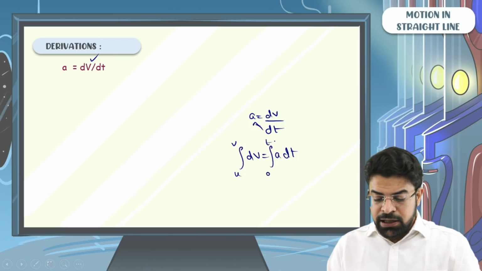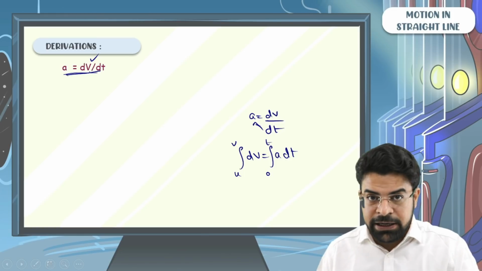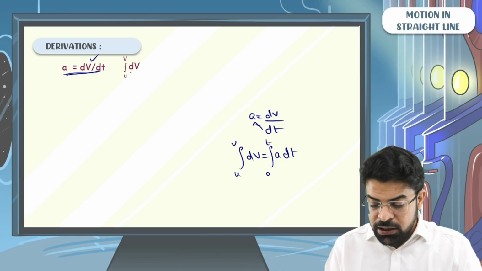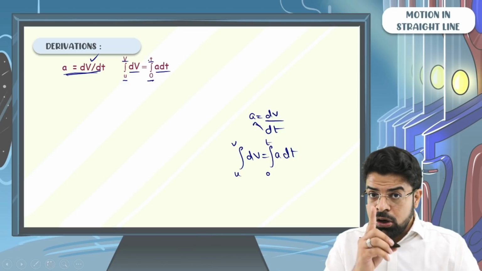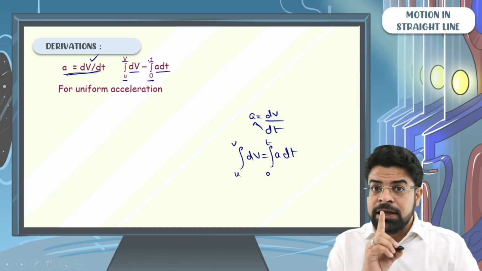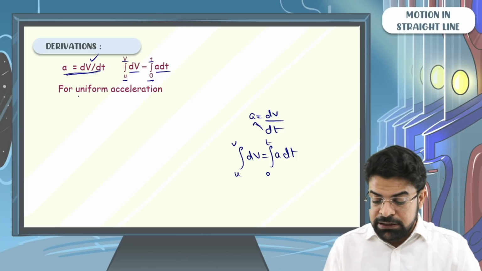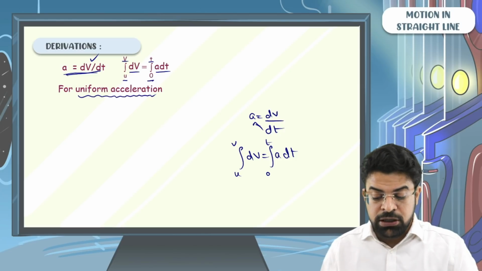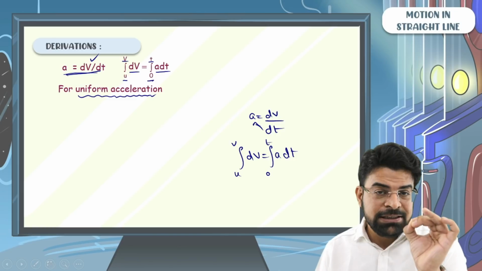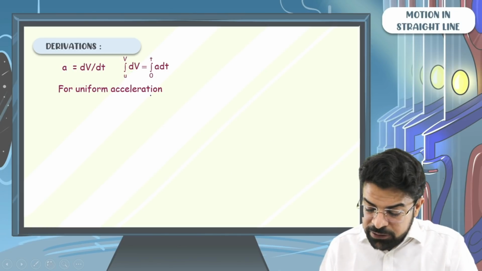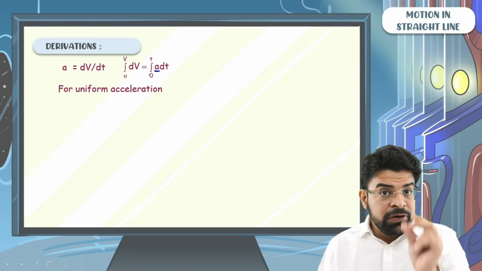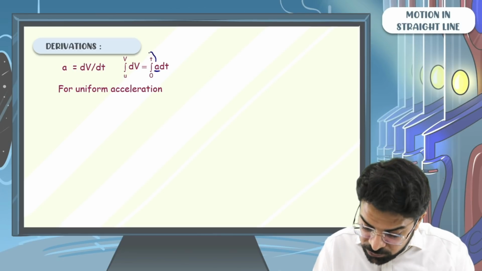So if we know a equals dv by dt, we can write integral dv from lower limit u to upper limit v equals integral a dt from the lower limit of time 0 to upper limit of time t. Only for the case of uniformly accelerated motion. When I say uniformly accelerated motion, when you have a uniform acceleration, it means that the acceleration during the motion is constant. And we have learned that if we have a constant within the integration, we can take it out of the integration.